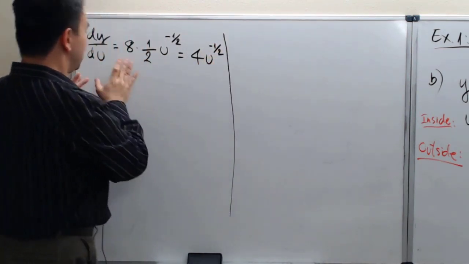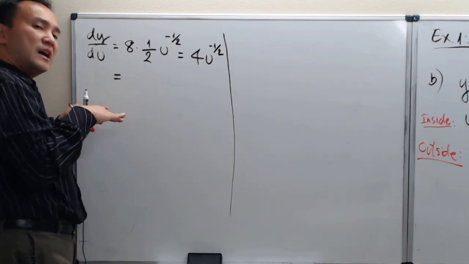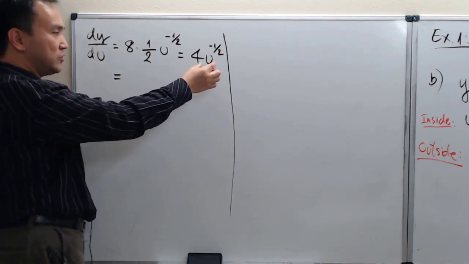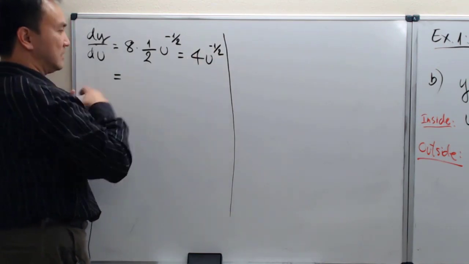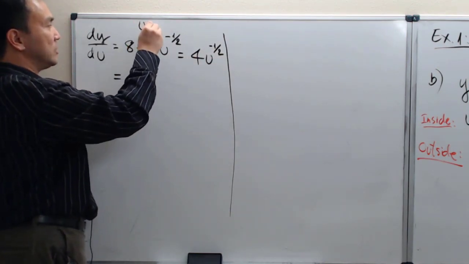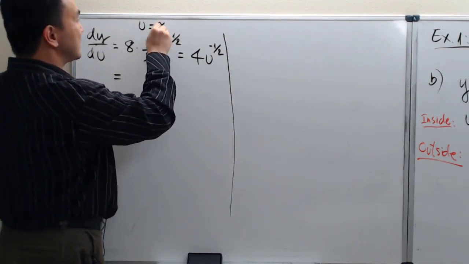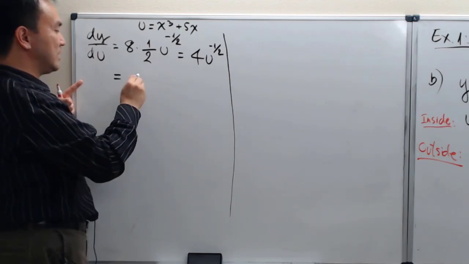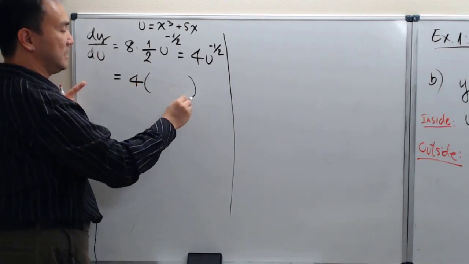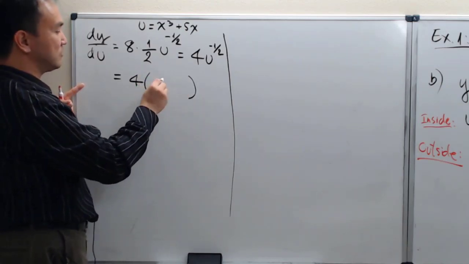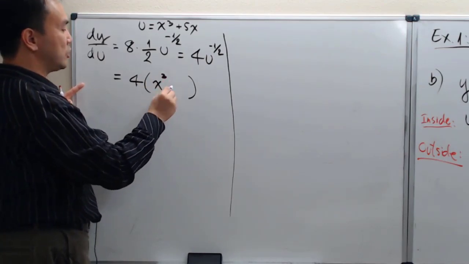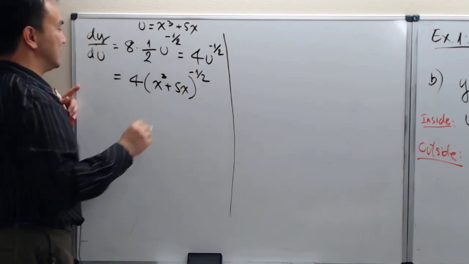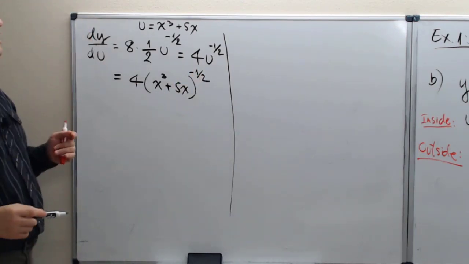But going with this form is a little bit unclear in terms of the indication, so we don't stop right here. We need to remind ourselves that u equals x cubed plus 5x. So make sure your final dy du is indeed written in terms of the x variable. So it's 4 times x cubed plus 5x, raised to the negative 1/2 power. So that's one separate part, dy du.